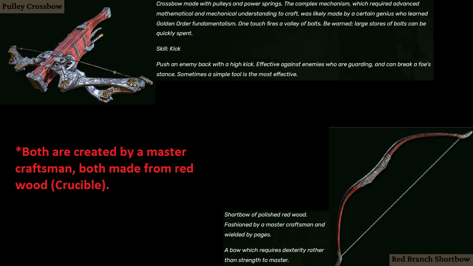We also have the pulley crossbow, which is found nearby a sacramental bud, and nearby the pulley crossbow is Miquella's lily. Its description states that it's a series of pulleys and strings. The complex mechanism, which required advanced mathematical and mechanical understanding to craft, was likely made by a certain genius who learned Golden Order fundamentalism. Pulleys and strings like those used by a puppeteer.